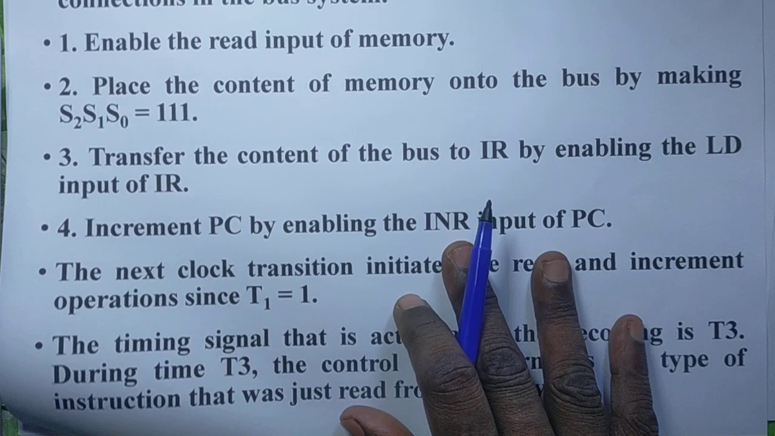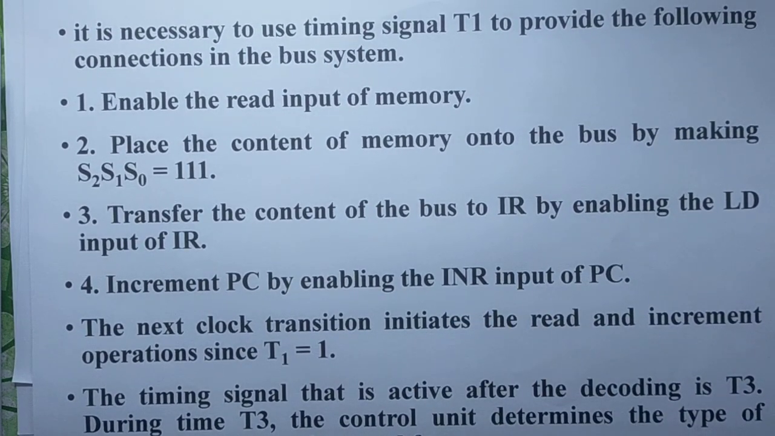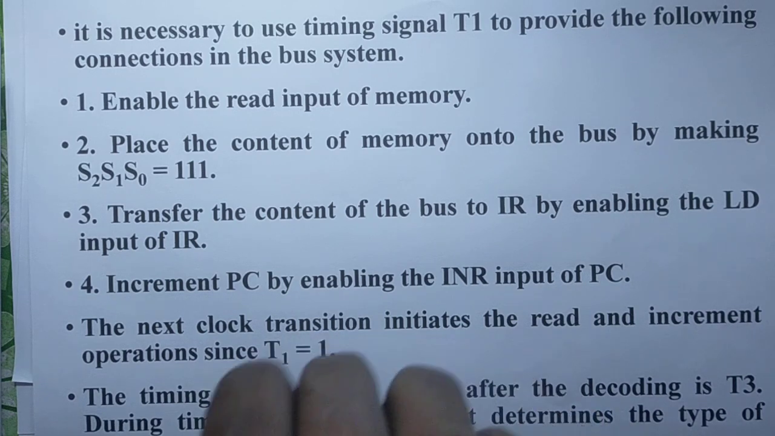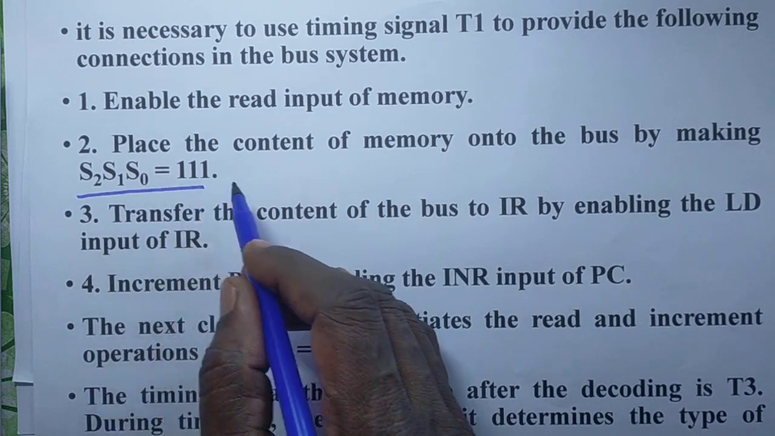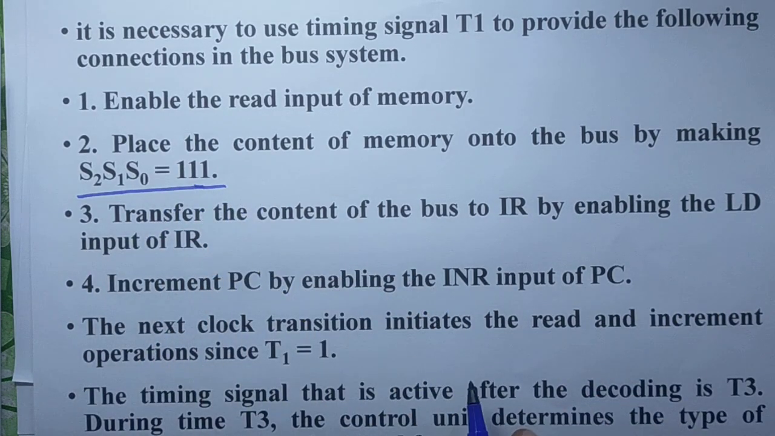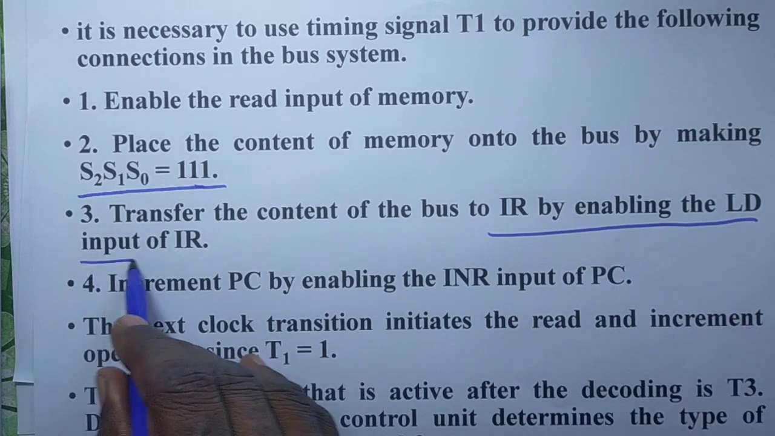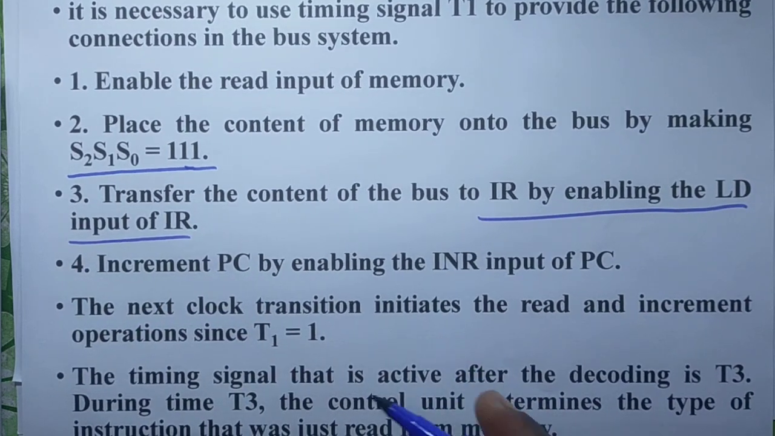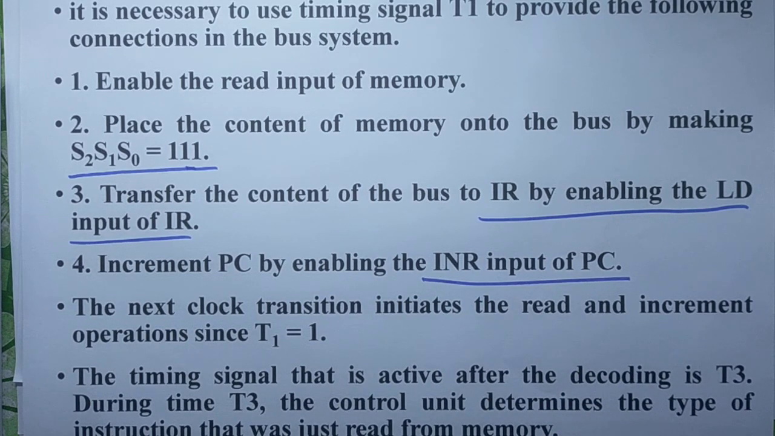Another concept we can define: whenever data is transferred, the content of memory goes to the instruction register when S2, S1, S0 is 1. If it is 1, then it will be activated and loaded into the instruction register. And the PC increment register is also there, so PC is increased. Okay, this is the basic concept.